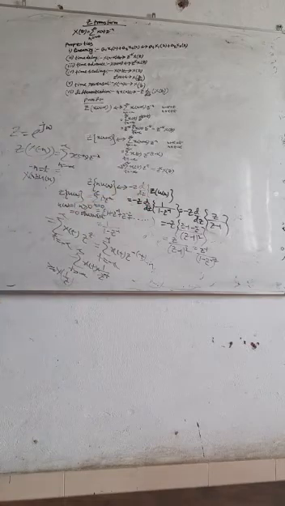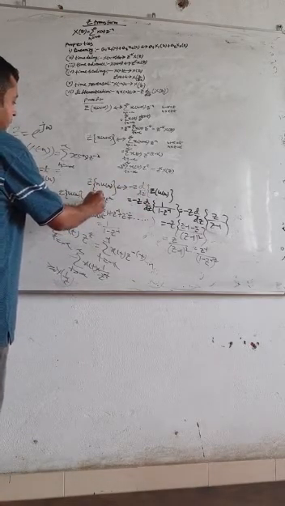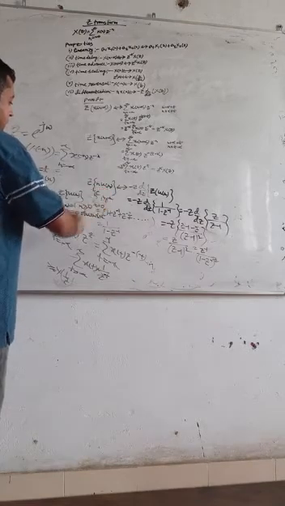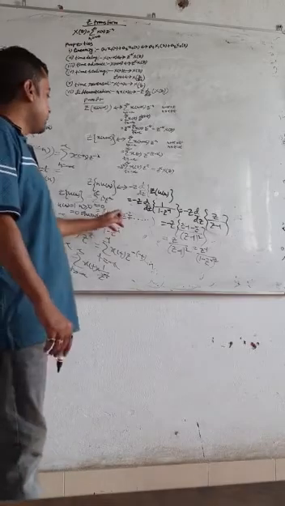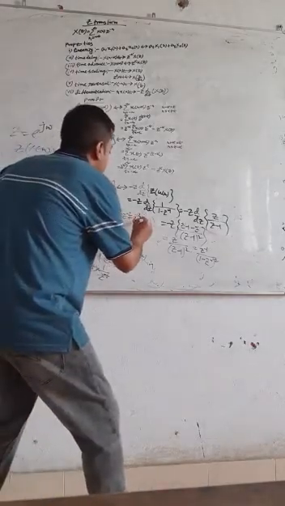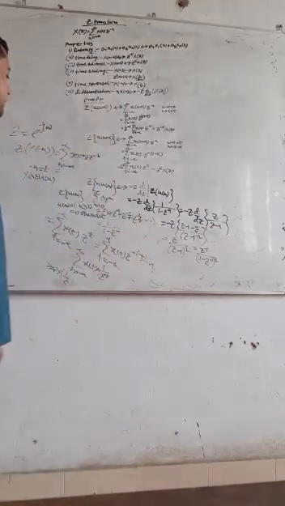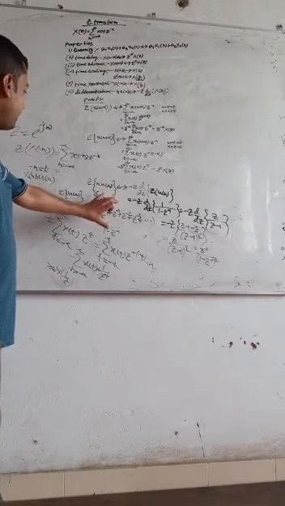So first we have to find the Z transform of u of n. It is the sum from n equals 0 to infinity of 1 to the power n into z to the power minus n. It is an infinite GP series: 1 plus z to the power minus 1 plus z to the power minus 2 plus z to the power minus 3, and so on. So the result is 1 by 1 minus z to the power minus 1. This is the Z transform of u of n.